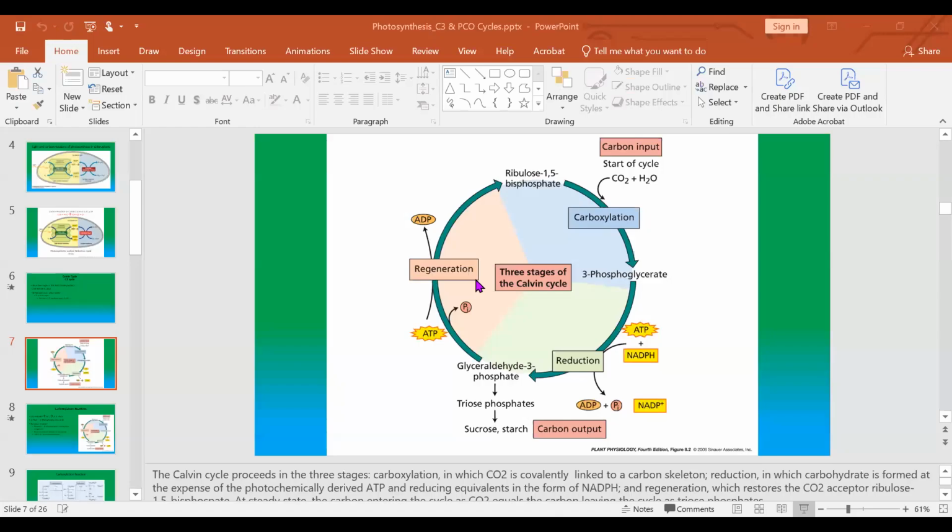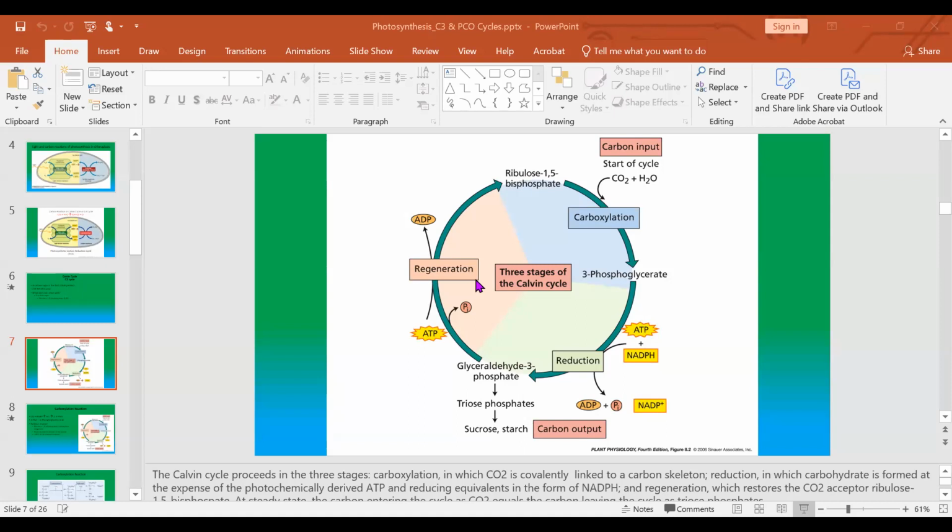The 3 stages here, I do need you to know those in order. First you do carboxylation, where CO2 is going to react with RUBP. Then the next big thing is reduction. Then the last step is regeneration. You need to know those 3 parts of the so-called pie chart process of the C3 cycle. I also want you to know where ATP and NADPH are getting used.